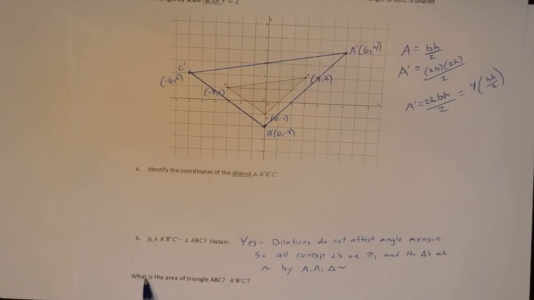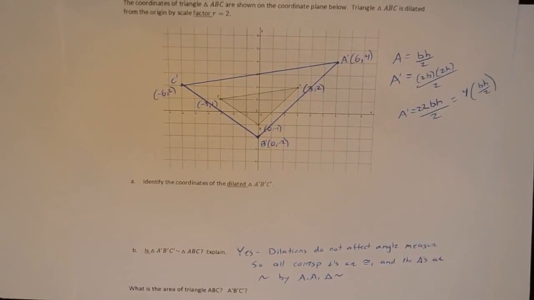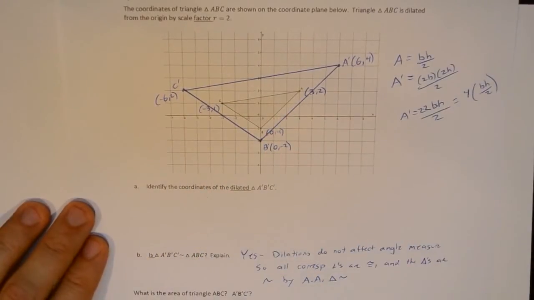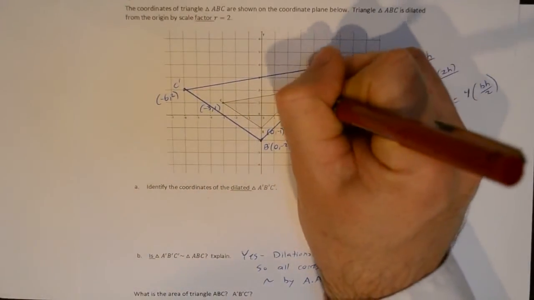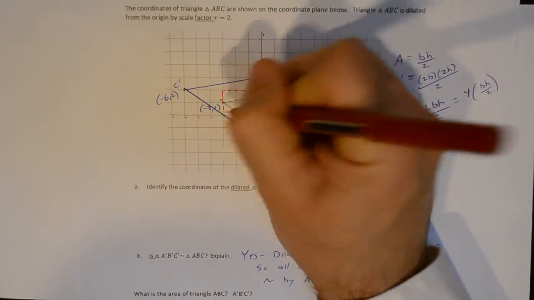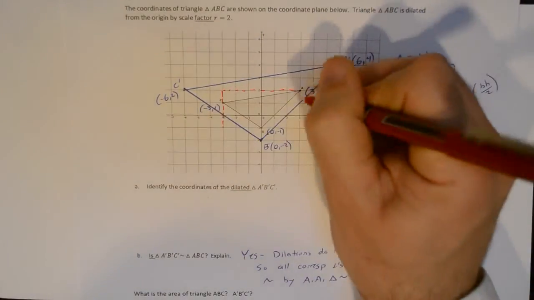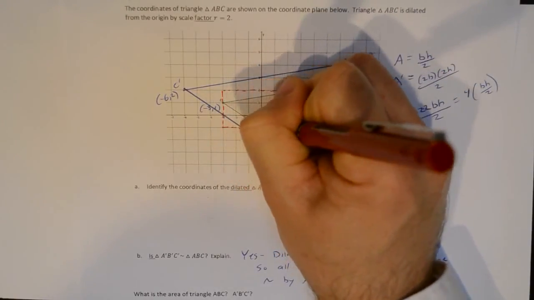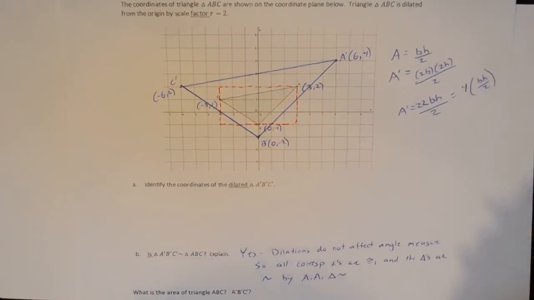Finally, they want to know what is the area of triangle ABC and triangle A prime, B prime, C prime. So to find the area, there's a couple of things that you could do. You could either split this triangle up into workable shapes or box it out. I'm going to show you boxing it out because it's a method that we've done in class, at least if you're in my class, and it works on any kind of irregular shape. Now this triangle we could actually break up into 2 triangles we could deal with, but it might be a little bit easier to think about boxing it.